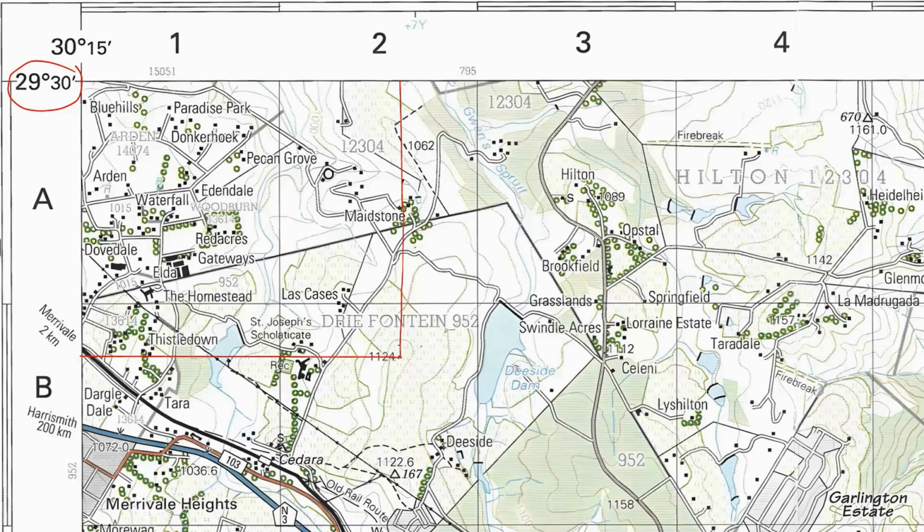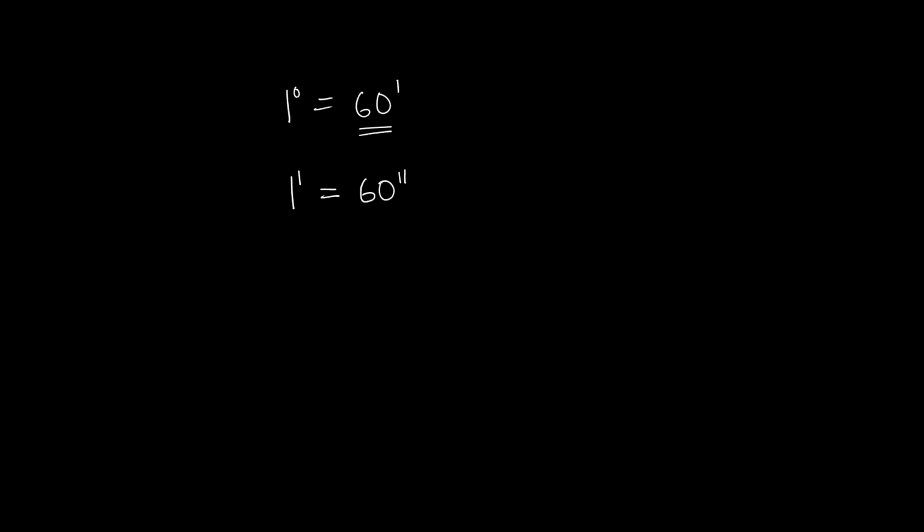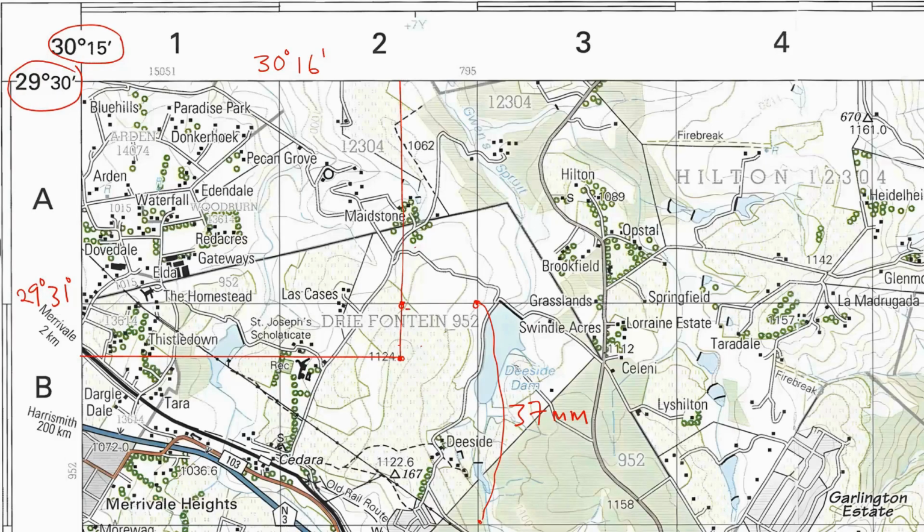Let's begin with the latitude. Remember, latitude changes as we move north and south, so we measure vertically. First, measure the distance between the two latitude lines. When I measure the whole block, I get 37 millimeters. Remember, this entire block represents 1 minute. And we already know that 1 minute is equal to 60 seconds. Now measure from the latitude line to the spot height. I get 9 millimeters.